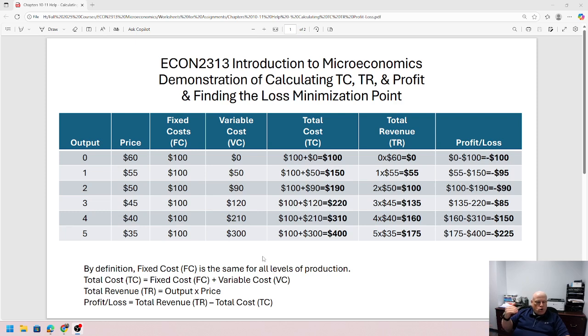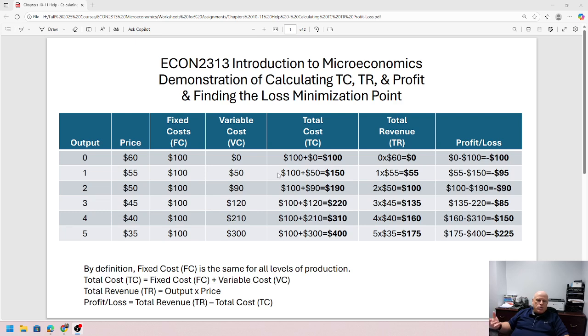Now, the first calculation it wants us to complete is total cost. And we've done this many times before. It's very simple. It's just your fixed cost plus your variable cost. So in the case of 0 rate of output, the very first row, your total cost is going to be whatever your fixed cost is. Because obviously when we're not producing yet, we don't have a variable cost. We're not actually using resources to produce yet. So our variable cost is 0.